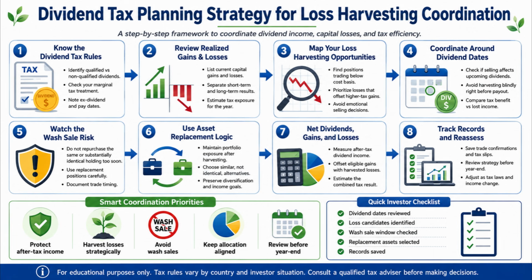Measure your after-tax dividend income, then calculate how eligible harvested losses may offset capital gains or reduce taxable results according to the rules that apply to you. This helps you see the combined tax outcome instead of looking at each trade separately. Finally, track your records and reassess before year-end.